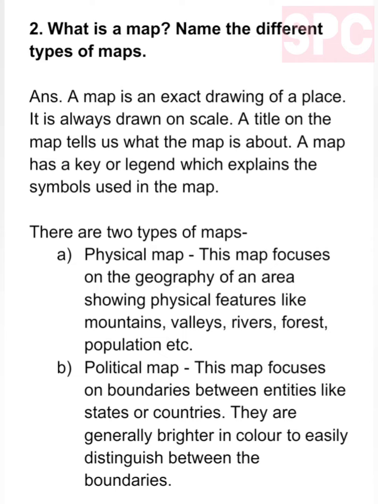There are 2 types of maps. A. Physical map. This map focuses on the geography of an area, showing physical features like mountains, valleys, rivers, forests, population, etc. B. Political map. This map focuses on boundaries between entities like states or countries. They are generally brighter in color to easily distinguish between the boundaries.